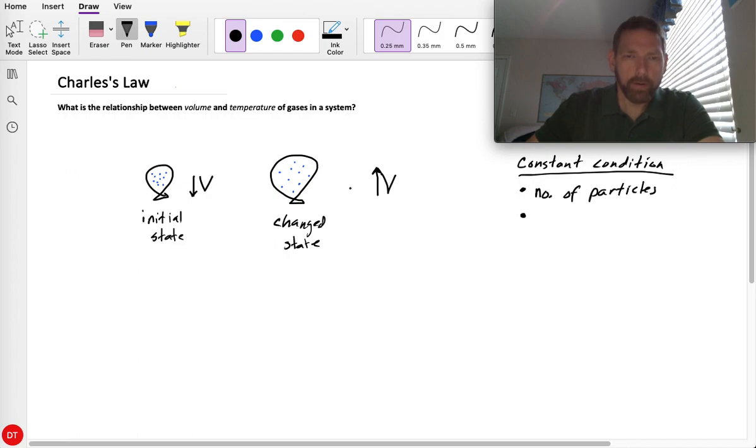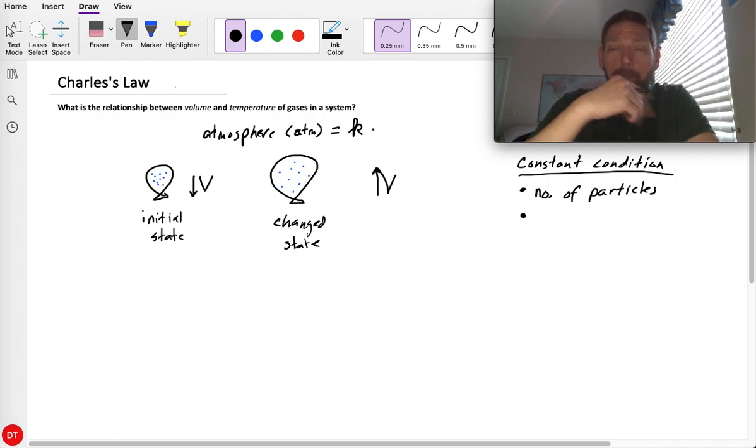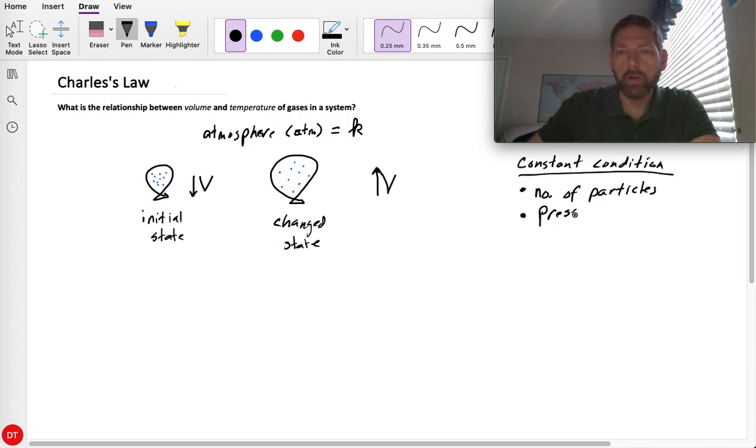For this, the air that is outside of the balloon here and the air outside the balloon here is a certain amount of atmospheres. It's a certain amount of pressure. So the atmosphere in the room, which we can measure in ATM, is constant. Remember, we've defined constant as that lowercase k. That's our constant. So the pressure is also constant.